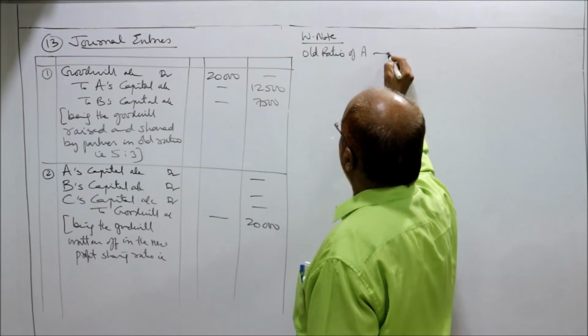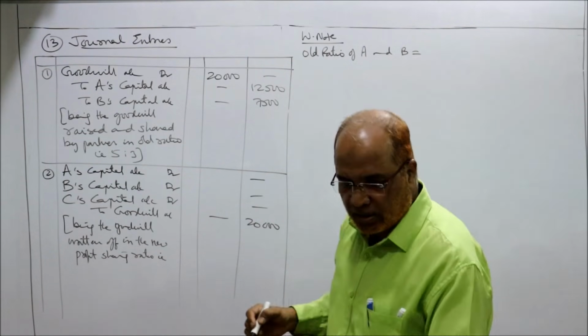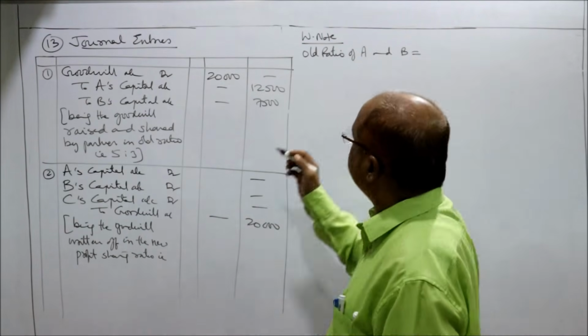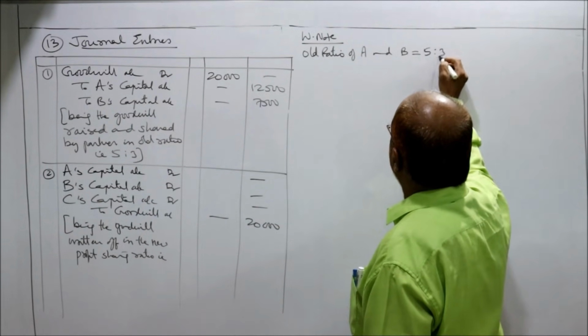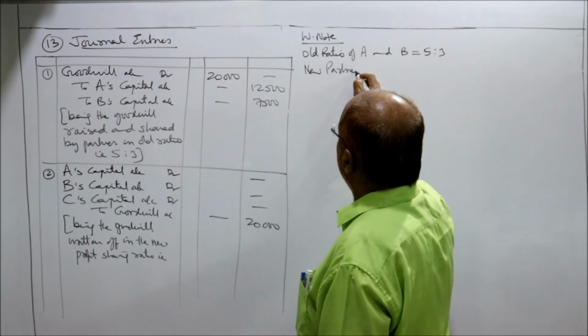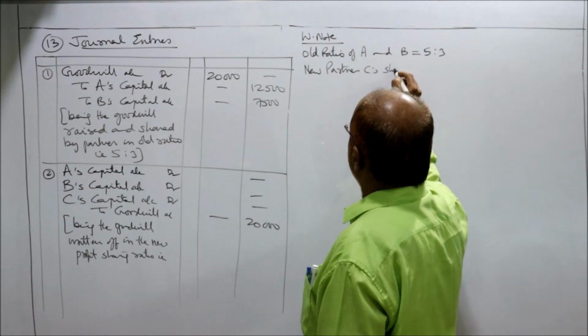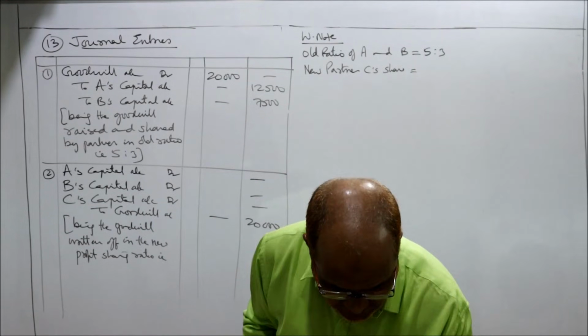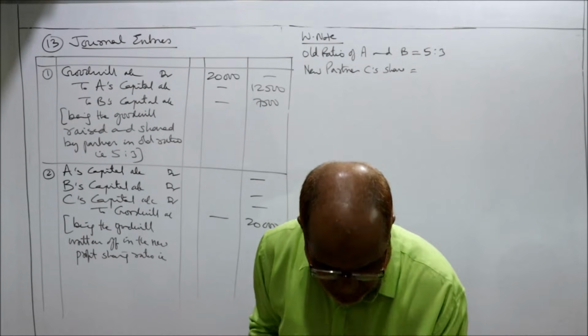Old ratio of A and B. What is the old ratio of A and B? 5:3. New partner C's share. How much is the share of the new partner? 1/4.